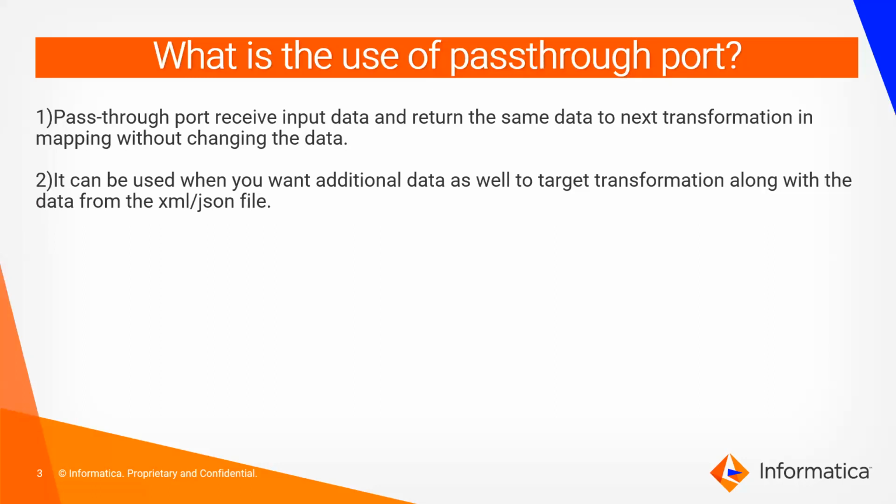Additionally, in XML, for example, there are some columns, book ID, book name. And in addition to this, if you want some other columns from other transformations or from another source, then you need to choose pass-through port in structure parser. Only then will the ports from other transformations also get to the target. That I will show you in the demo.